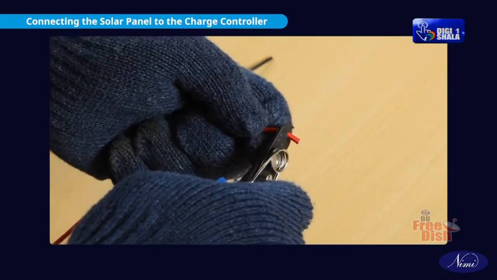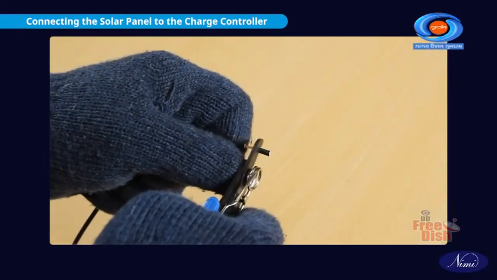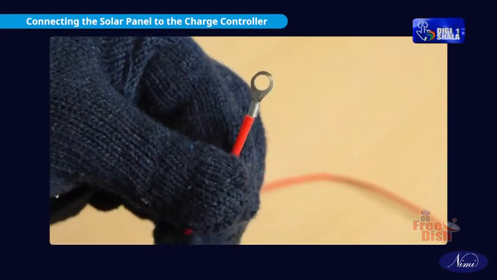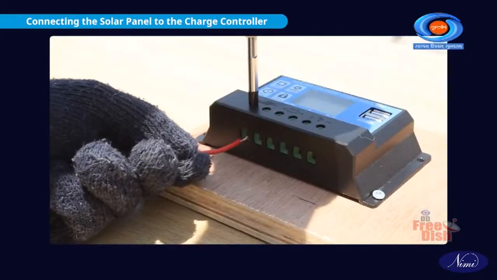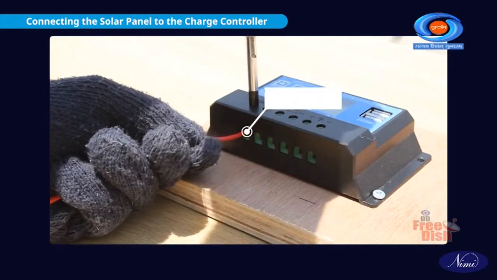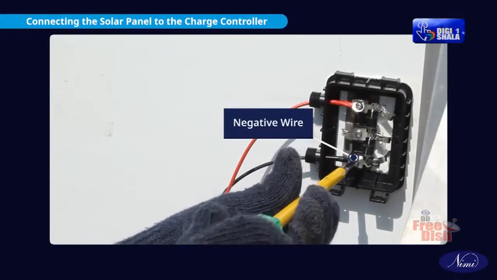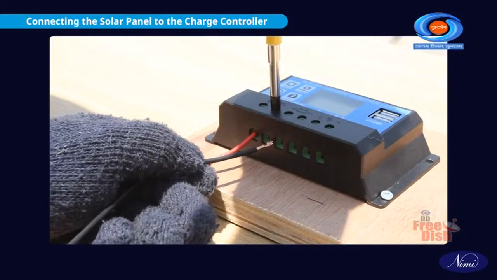Cut and strip the insulation from both ends of wires attached to the solar panel and controller and prepare the conductive wire for connection. Connect the positive red wire from the solar panel to the positive terminal on the charge controller. Likewise, connect the negative wire from the solar panel to the negative terminal on the charge controller.